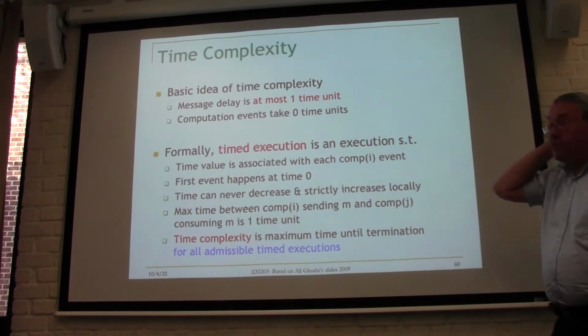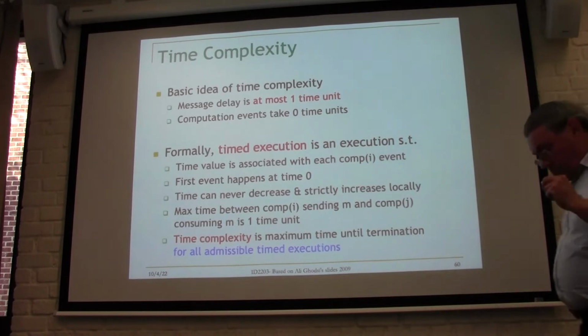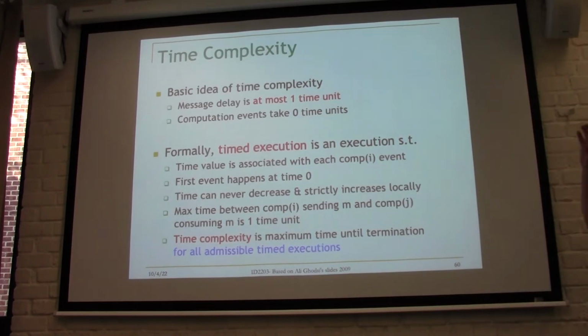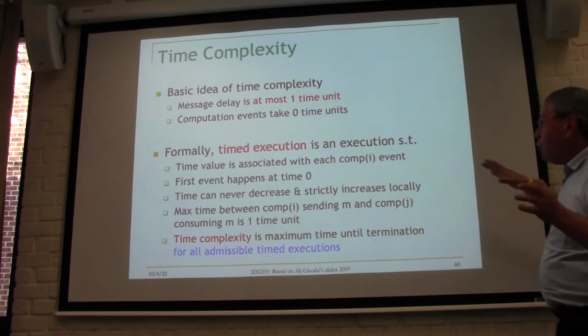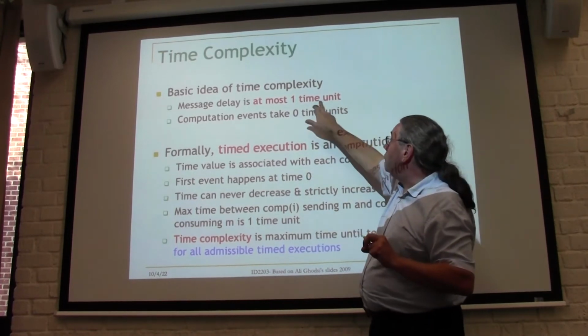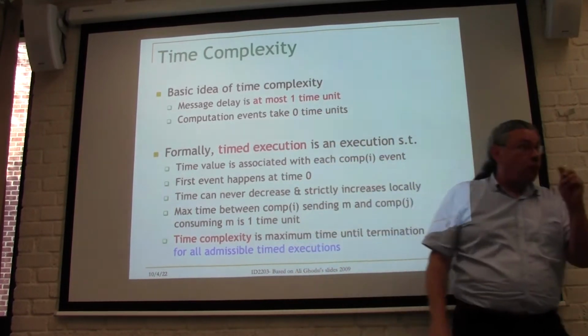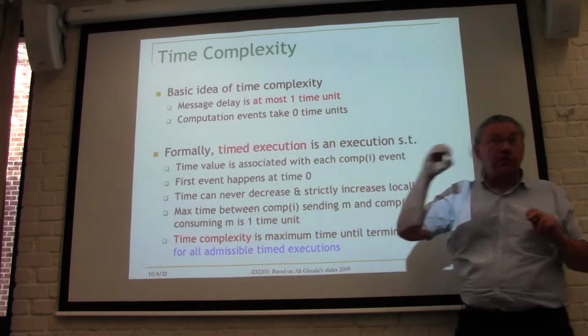The time complexity is a little bit more subtle. We're not going to actually measure the millisecond time. We want to have some kind of more abstract notion of time. We want to abstract away from the actual speed of the network. So we're going to talk about message delays as taking a certain time, as units. So a message delay will be at most 1 time unit. So a message travels, that's 1 unit, okay? And we will assume computations are 0.